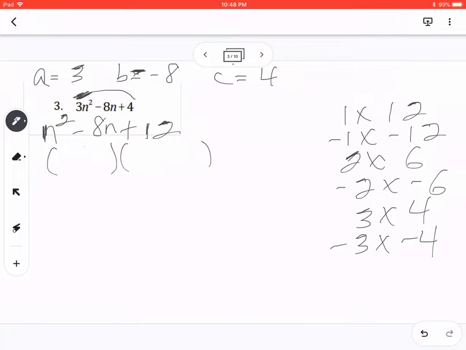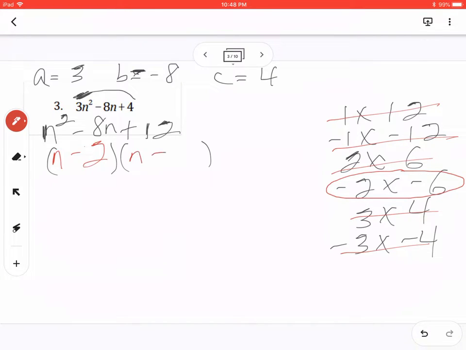And also it has to add to be the B value, which is a -8. The only option that's going to work for that is the -2 plus the -6. All the other options are going to cross out. So I'm going to put n minus 2 and n minus 6.